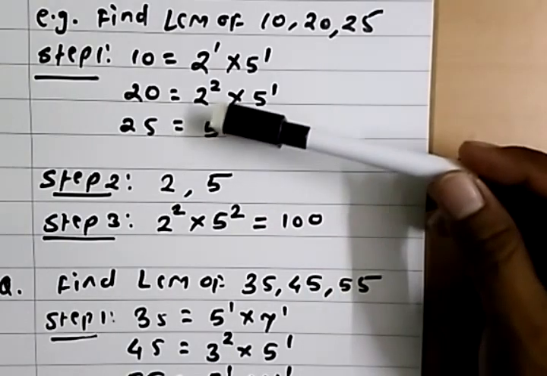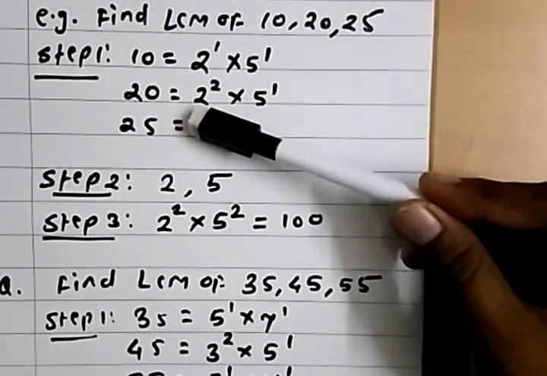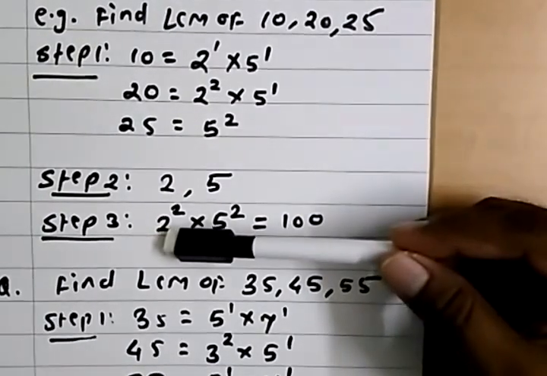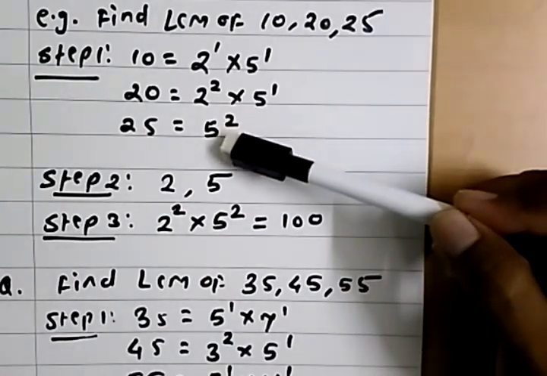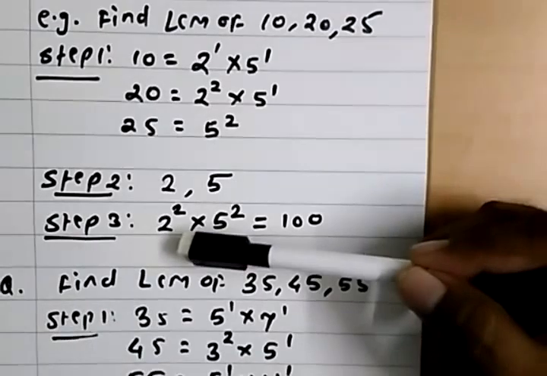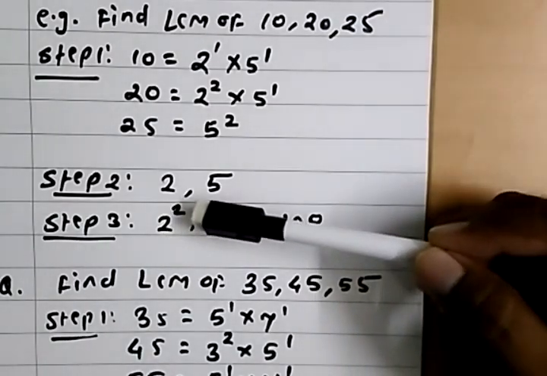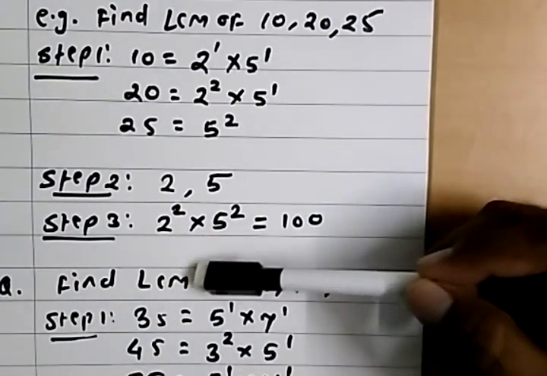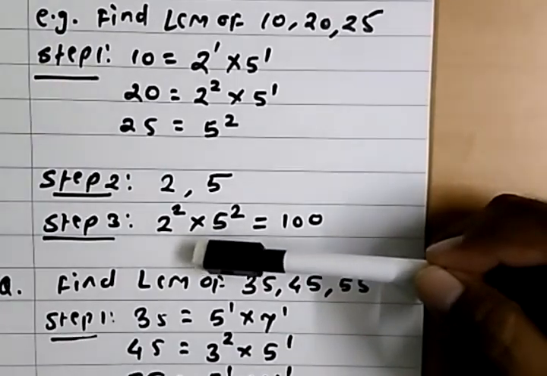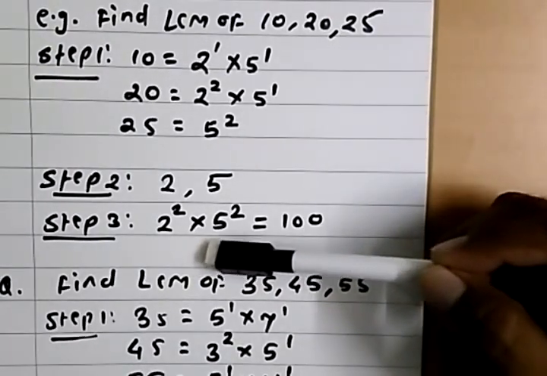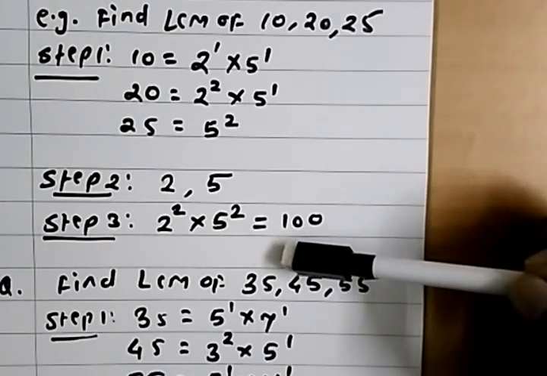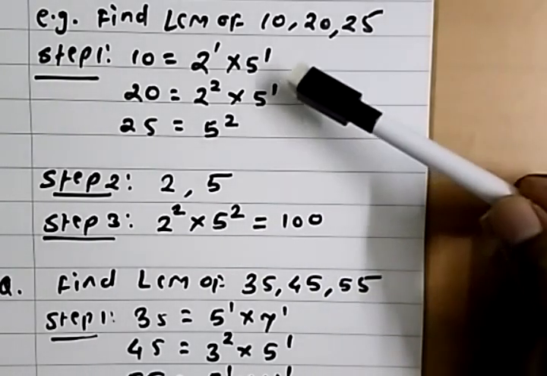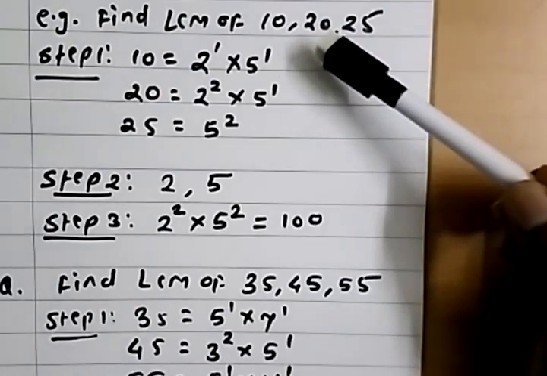What is the highest power of 2 available here? The highest power of 2 available here is 2 square. And the highest power of 5 available here is 5 square. So we raise those 2 and 5 to their highest power, so 2 square and 5 square, and multiply those. If we multiply those, we get 4 into 25 is 100. So 100 is the LCM of 10, 20 and 25.